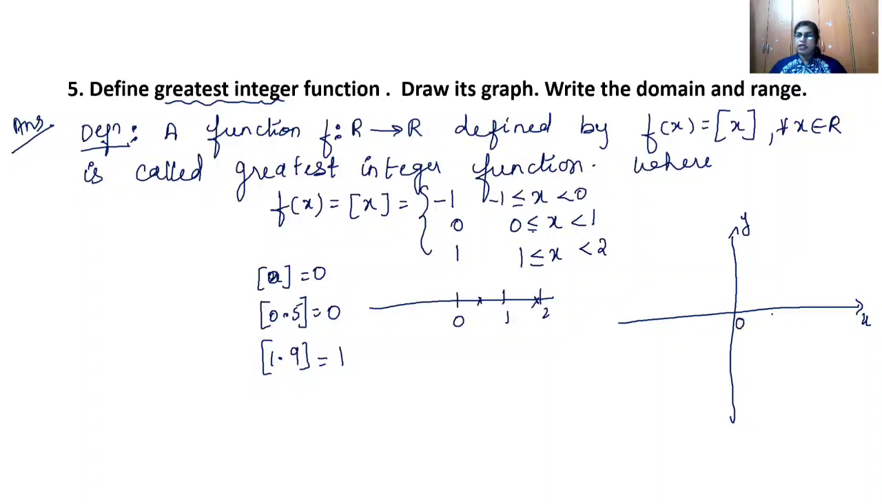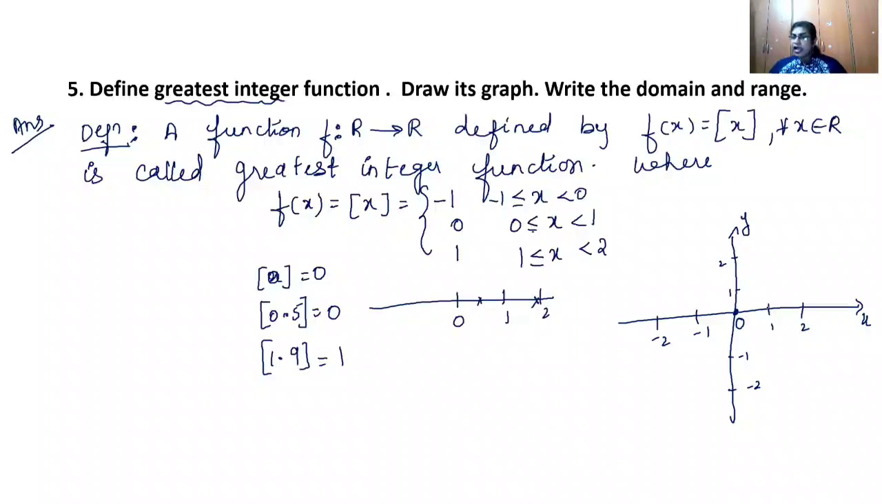So here we have 0, 1, 2, minus 1, minus 2. Here you have 1, 2. Here you have minus 1. You have minus 2. Okay, when x is equal to 0, my answer is equal to 0. But for all the values 0.1, 0.2, 0.3, what is your answer? My answer is equal to 0 only.